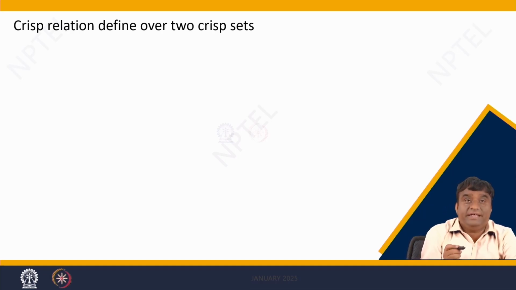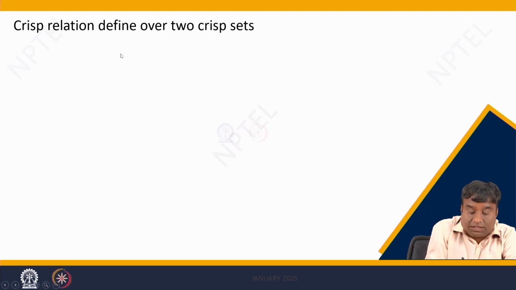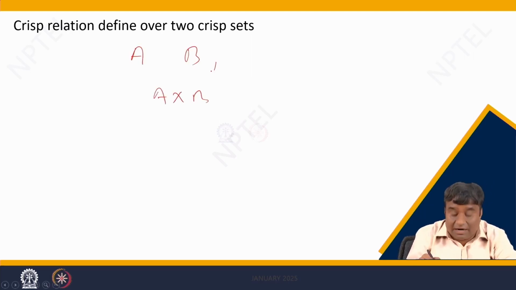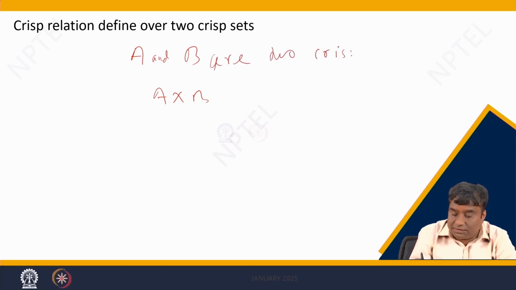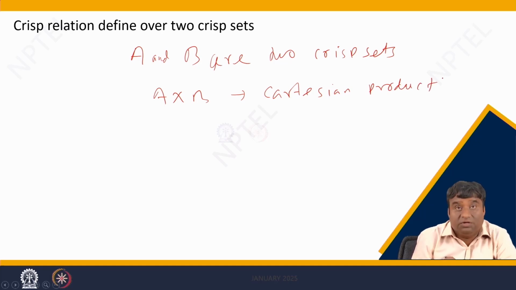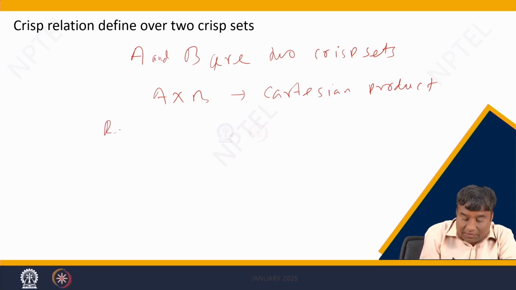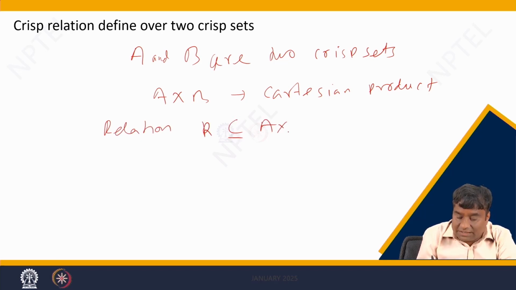So let A and B be two crisp sets. A cross B is known as the Cartesian product. So a relation R is a subset of this Cartesian product A cross B.